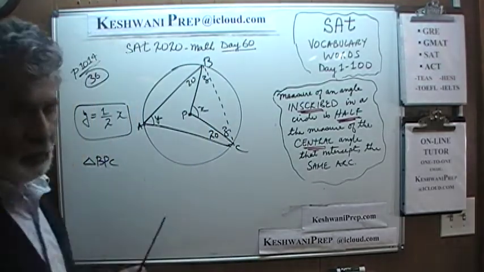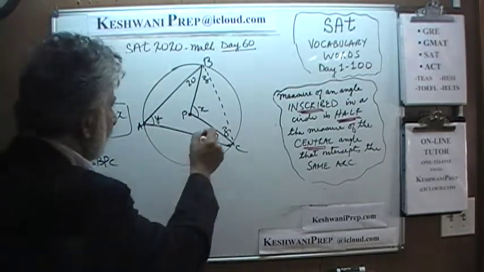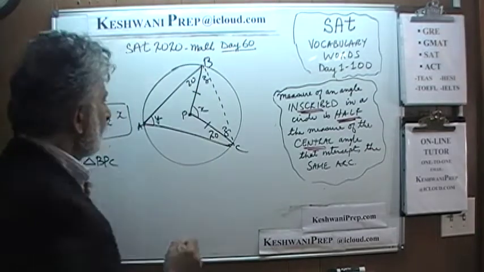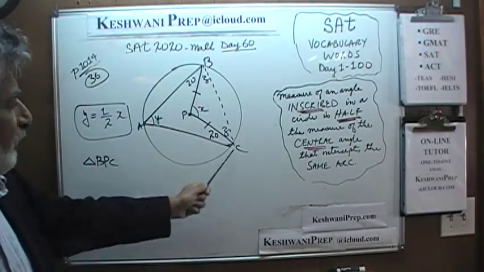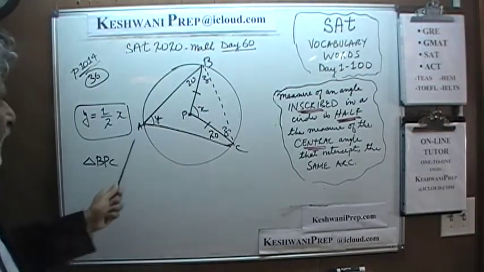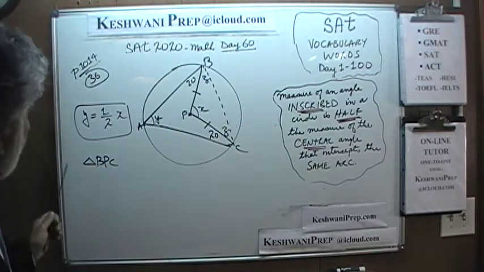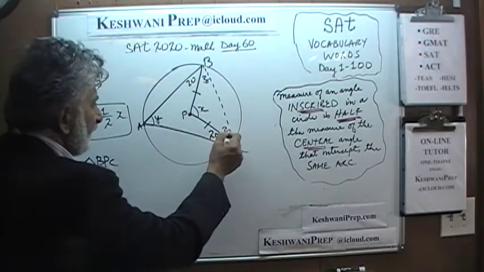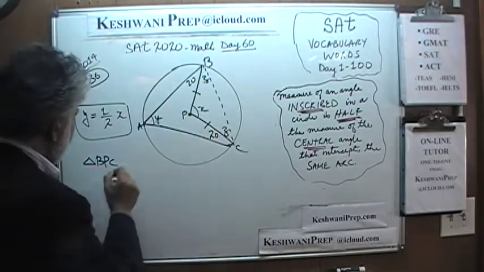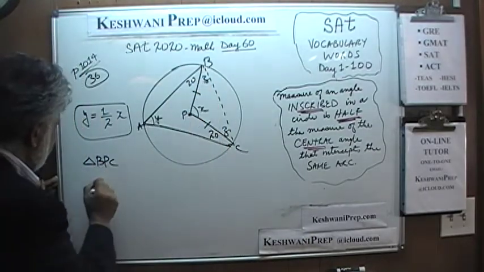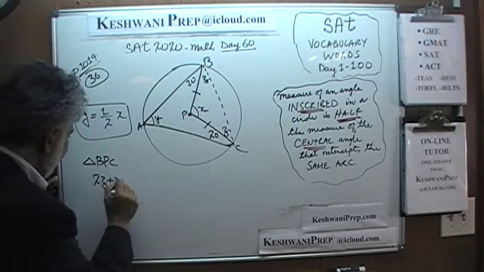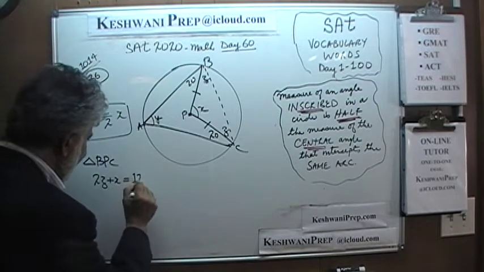These two angles, we're going to call them Z. They are both equal to each other because this is the radius of the circle, this is the radius of the circle. Therefore, B to P is the same as B to C, and therefore the triangle BPC is an isosceles triangle. So if this is Z, this is also Z. Z plus Z plus X, which means 2Z plus X has to equal 180.